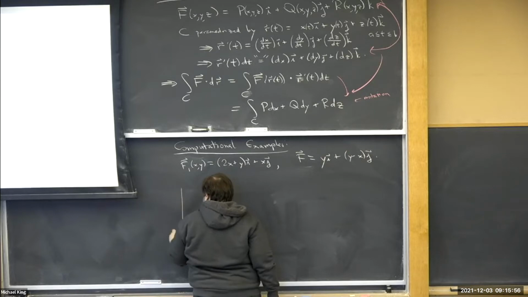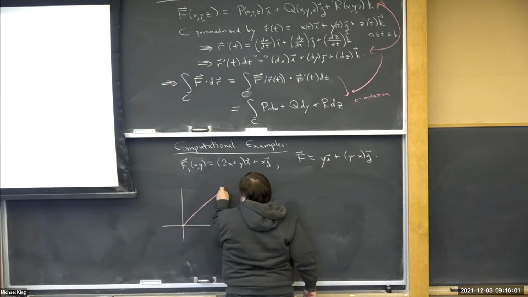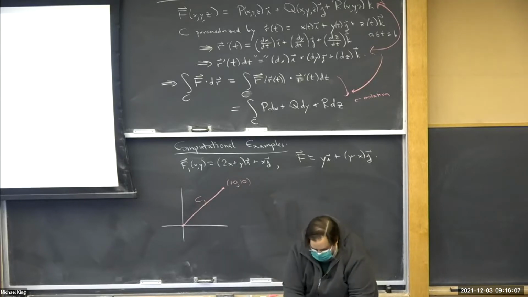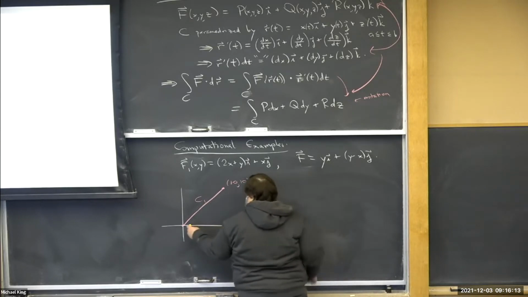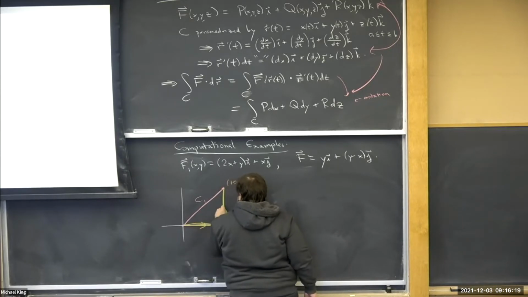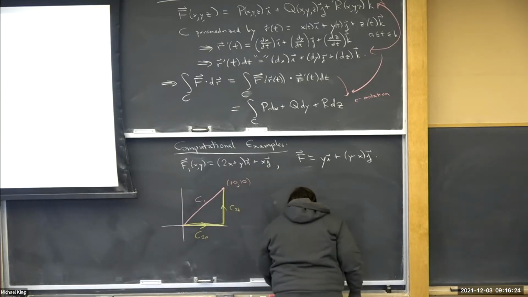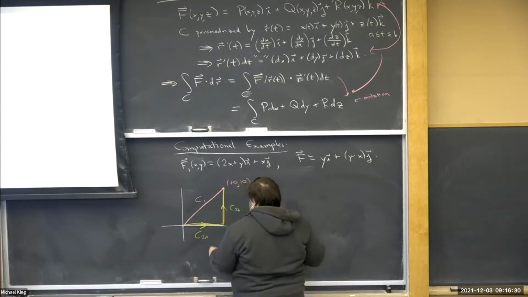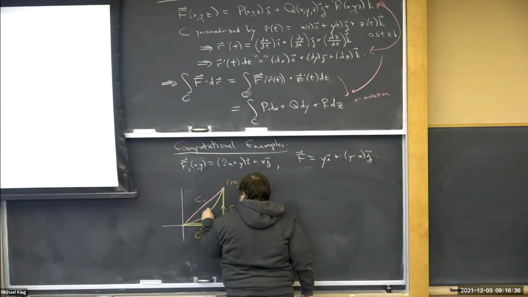And then we had 3 different paths from (0,0) to (10,10), right? We had a straight line path, that's C1. We had the horizontal and vertical straight line path, so that's C2. We can think of this as 2 different pieces, maybe C2A and C2B. And then there's this parabolic path, following y equals 1/10 x squared, if you look at the handout. So that's C3.